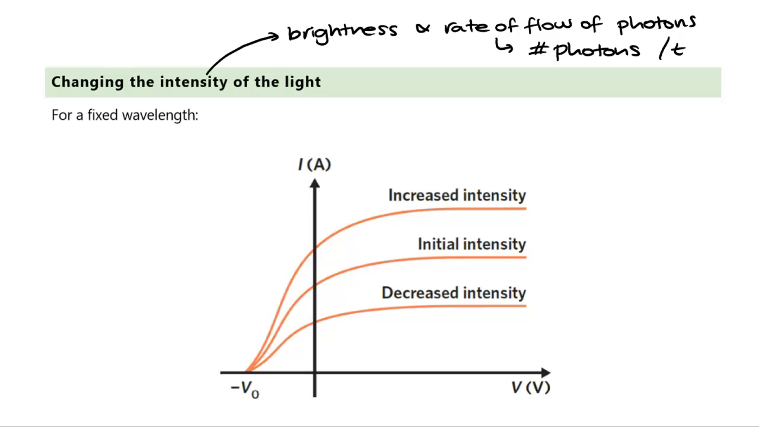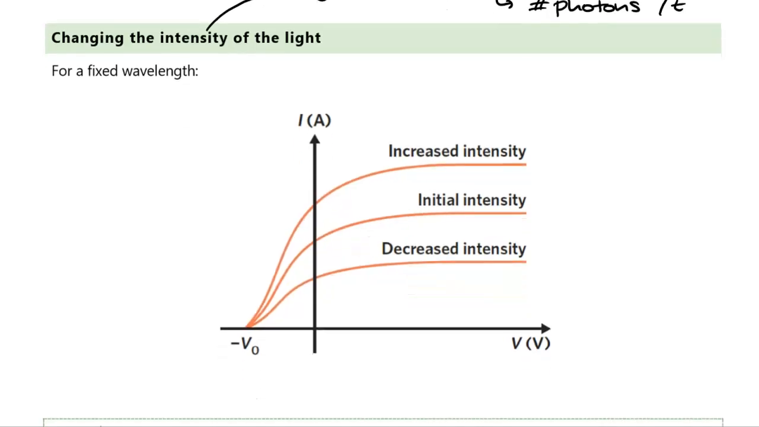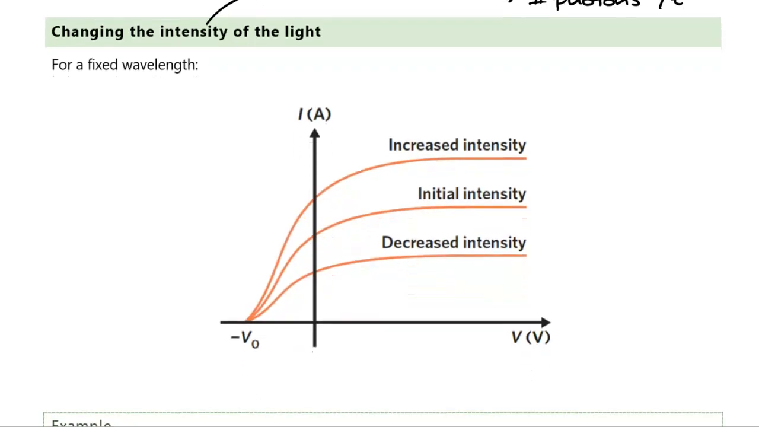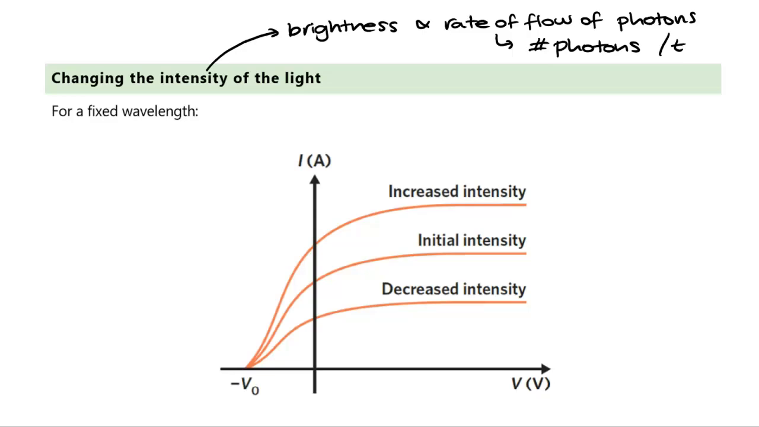So if we just consider intensity for now as the rate of flow of photons, the number of photons that we have coming out of our light source per unit time, we can look at a particular wavelength of light and see how will having more photons of that light impact our current voltage graph that we looked at previously. Again, that current could be in something as large as amps, but you could see milliamps or microamps, so just be aware of that.